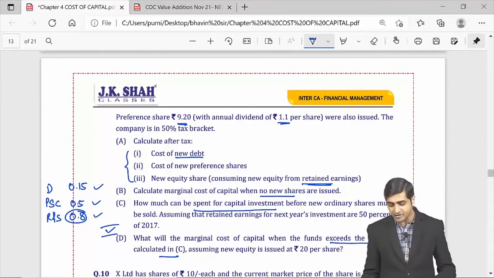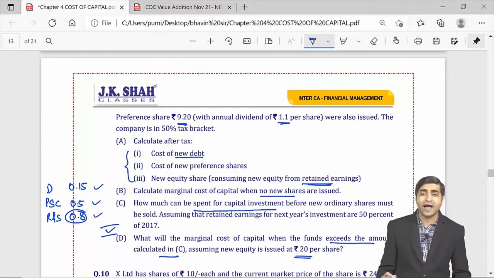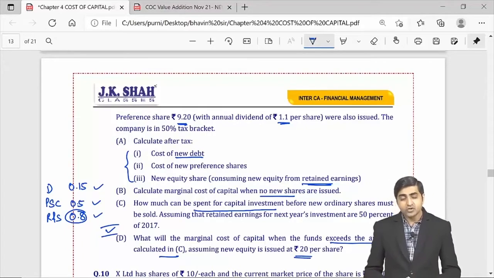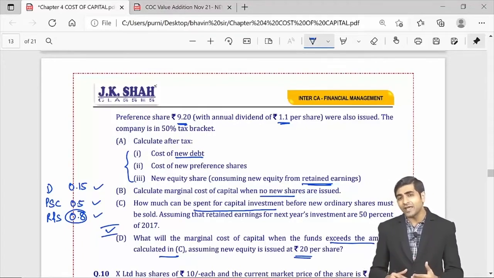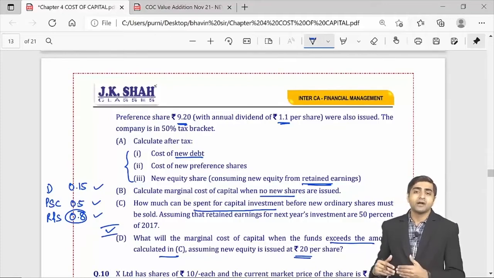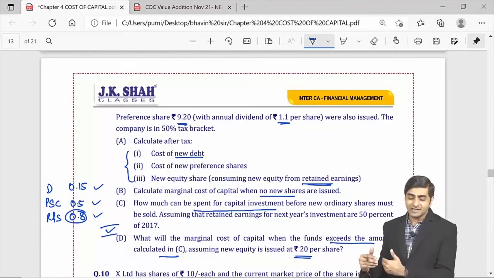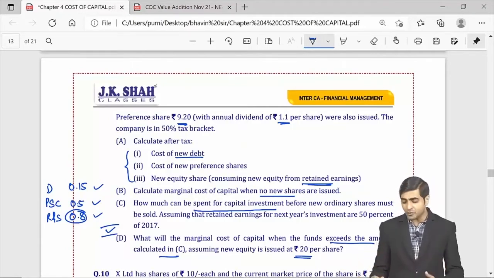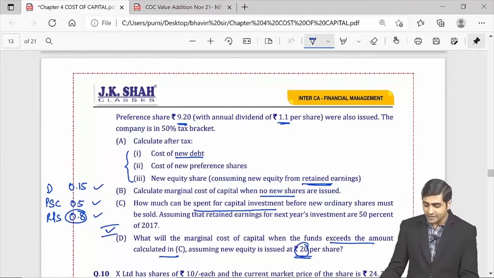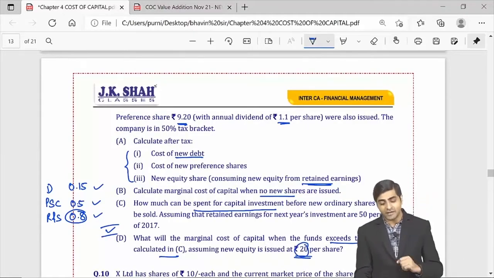So for that, my dear students, they have told you that there is an issue at ₹20 per share. So guys, you have to calculate your new KE by taking D1 upon net proceeds into 100 plus G, and your net proceeds here will be nothing but ₹20. Okay, so this is how your calculation will be done.